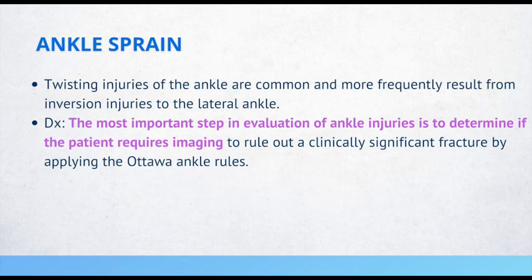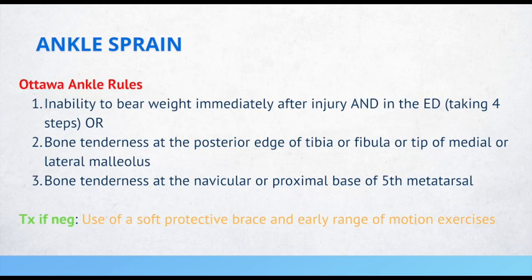Ankle sprain. Twisted injuries of the ankle are common and more frequently result from inversion injuries to the lateral ankle. To diagnose an ankle sprain, the most important step in evaluation of ankle injuries is to determine if the patient requires imaging to rule out a clinically significant fracture by applying the Ottawa ankle rules. So, what are these Ottawa ankle rules?